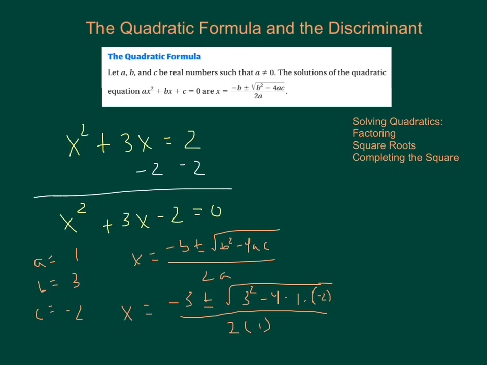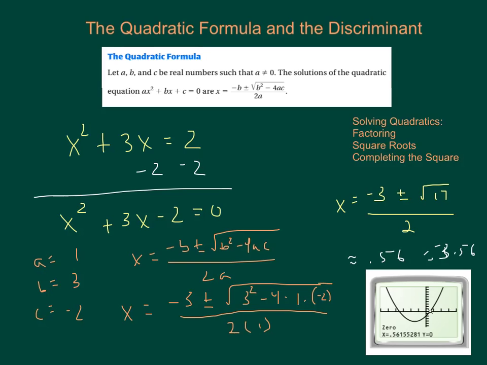Press pause. You should have ended up with negative 3 plus or minus the square root of 17 all over 2, because negative 4 times negative 2 is positive 8, and 9 plus 8 is 17. And I can't reduce that. And this is truly two numbers. Negative 3 plus the square root of 17 is approximately 0.56. And negative 3 minus the square root of 17 is approximately negative 3.56.